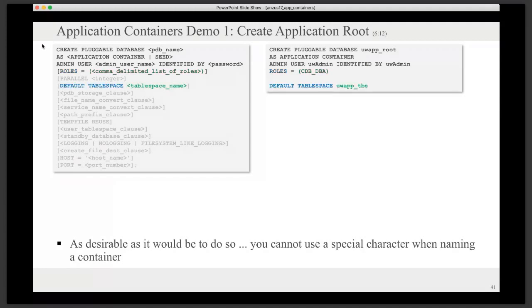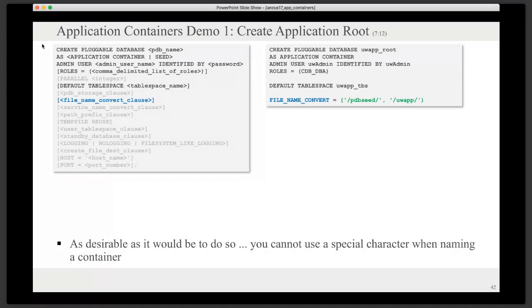I can now build or define a default tablespace. Now, in this particular case, I'm calling the default tablespace UWApps TBS, just to stay with my naming convention. Next slide. Then there's a FILE_NAME_CONVERT.